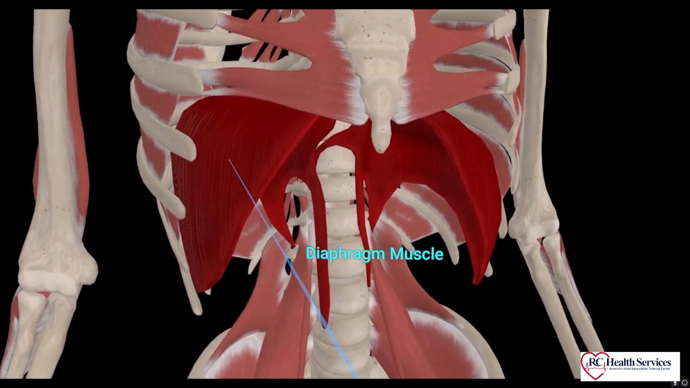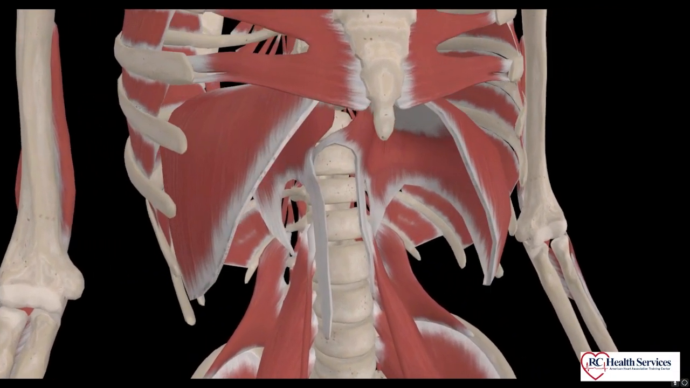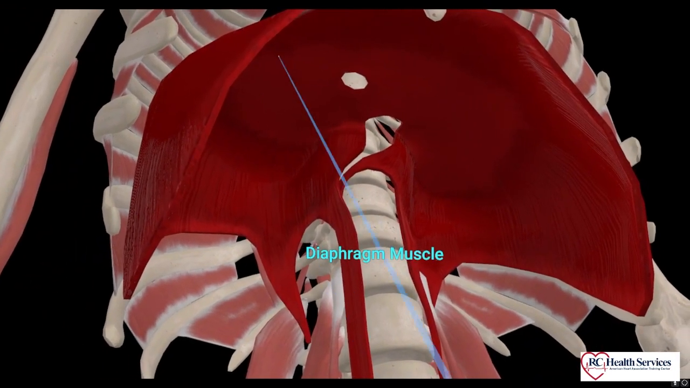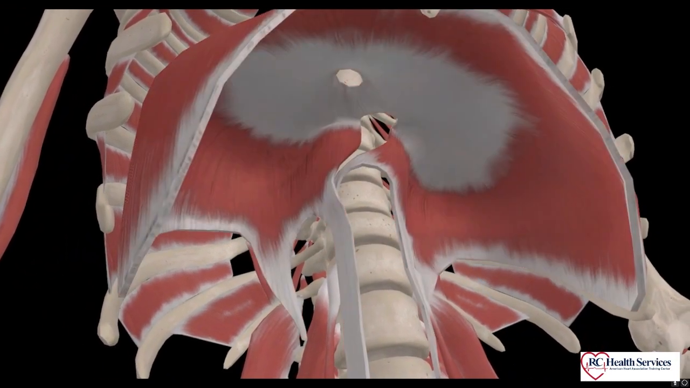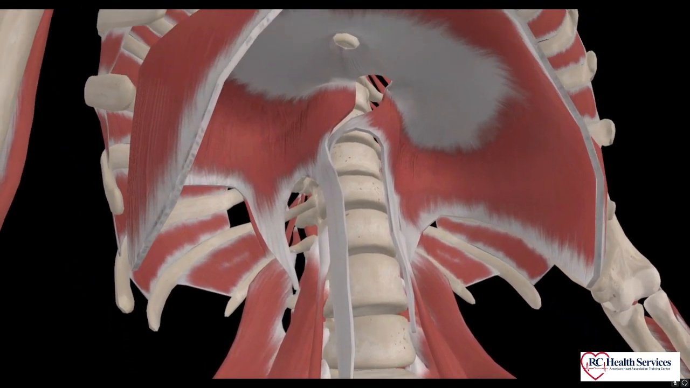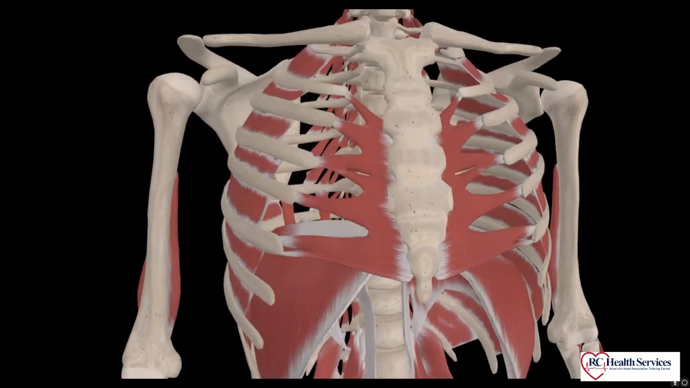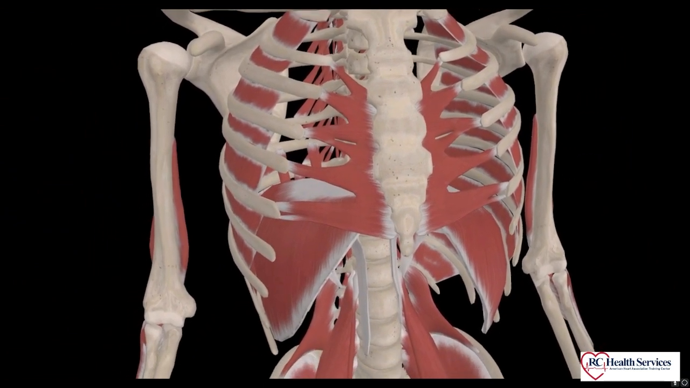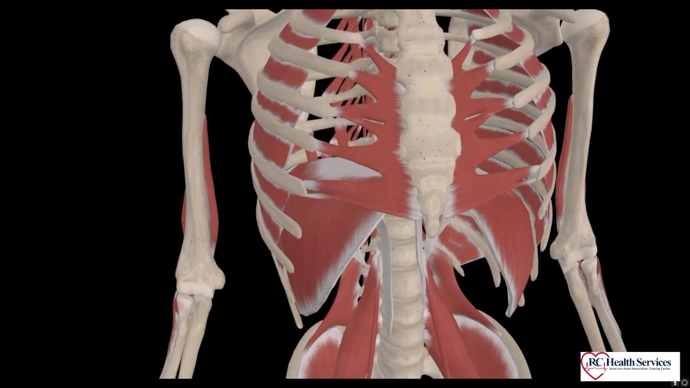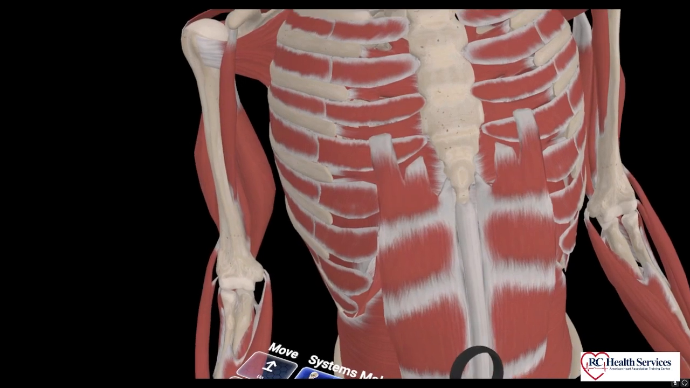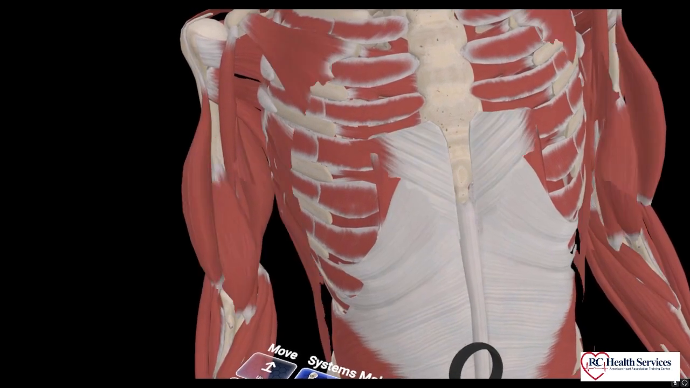muscle. So that muscle right there is going to contract and expand and allow your lungs to fill up with air or exhale. So if it's in the upright position, you're exhaling. If it's in the lower position, you're going to be inhaling. And it basically creates a negative pressure within the chest to allow for air to come in.